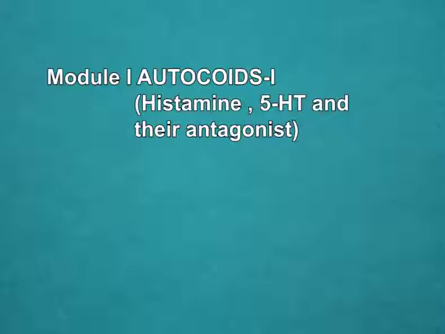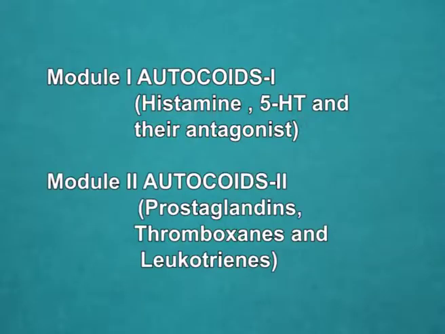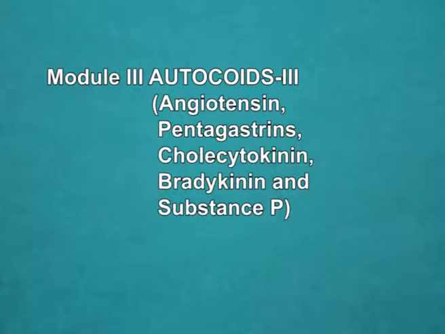Module first, autocoids first, may include histamine, 5-HT and their antagonists. Module second, autocoids second, may include prostaglandins, thromboxanes and leukotrienes. And module third may include angiotensin, pentagastrin, cholecystokinin, bradykinin and substance P.